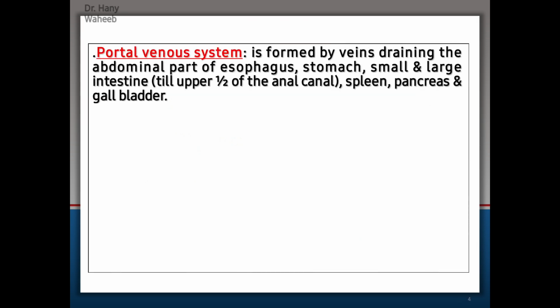Portal venous system is the venous system formed by the veins draining the abdominal part of the esophagus, stomach, small and large intestine, till the upper half of anal canal, as the lower half of the anal canal drains into the systemic circulation. The upper half of anal canal drains into portal venous system. Portal venous system also includes the veins which drain the spleen, pancreas, and the gallbladder.